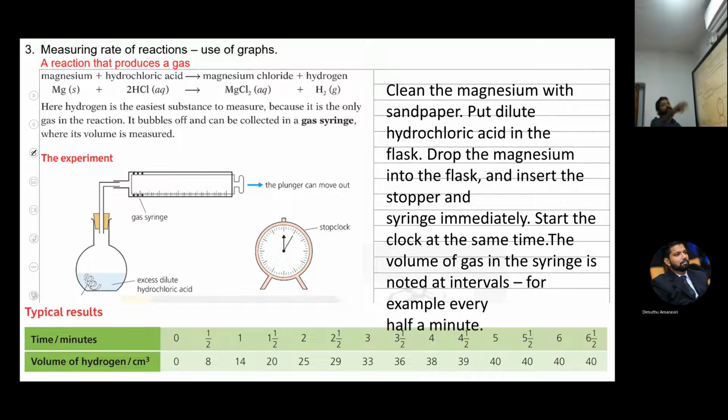So you fix a gas cylinder. The gas is produced and will be collected into the gas cylinder. Sir, we can only measure the volume. We can't measure the mass. Why not?